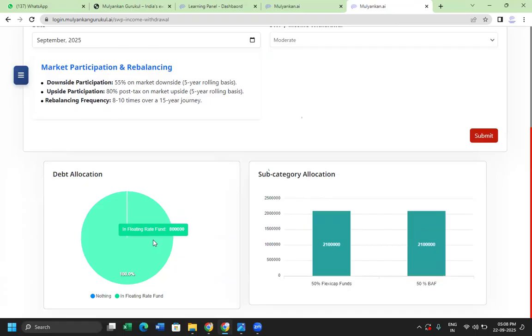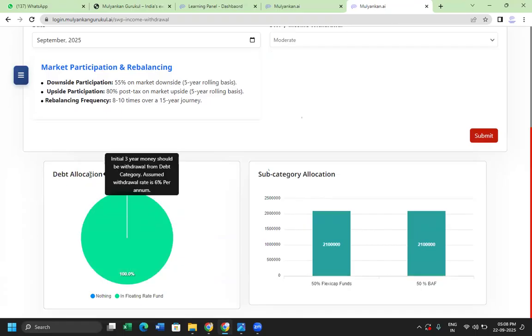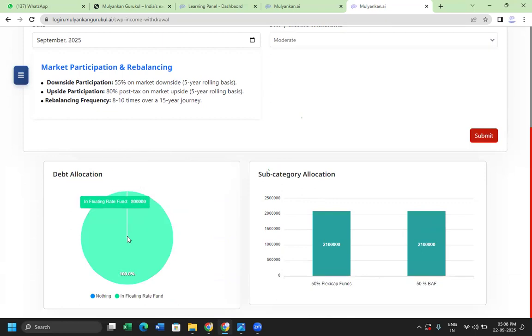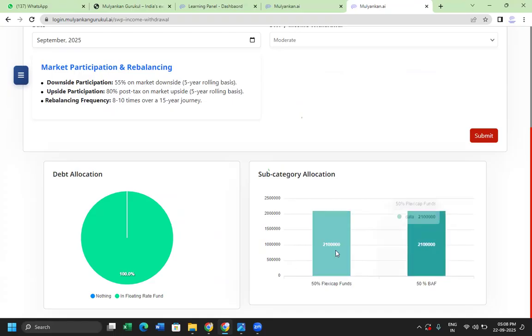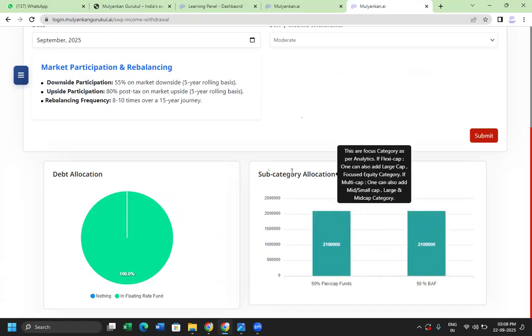आपको 8 लाख फ्लोटिंग रेट में रखो और 3 साल का विड्रॉल आप यहां से दे दो। इनिशियल 3 ईयर विड्रॉल should be from here, और बचाओ फिर 42 लाख, जो है 21 लाख फ्लेक्सी कैप में डाल दो, 21 लाख बैक में डाल दो। 4th ईयर से आप विड्रॉल यहां से दोगे, फ्लेक्सी कैप और बैक के कॉम्बिनेशन से। Sir, so everything is there in SWP.